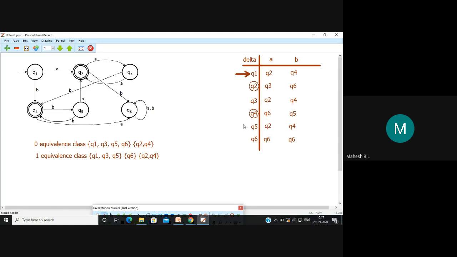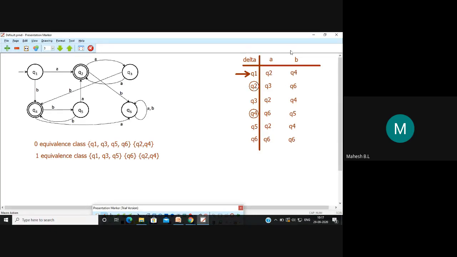Let's concentrate on Q2 and Q4. Q2 on A makes a transition to Q3. Q4 on A makes a transition to Q6. So Q3 is in one class, Q6 is in another class. That means Q2 and Q4 are making different kinds of transition.